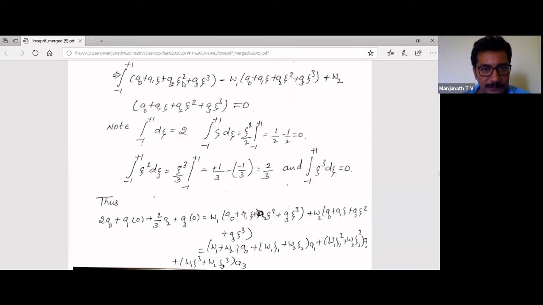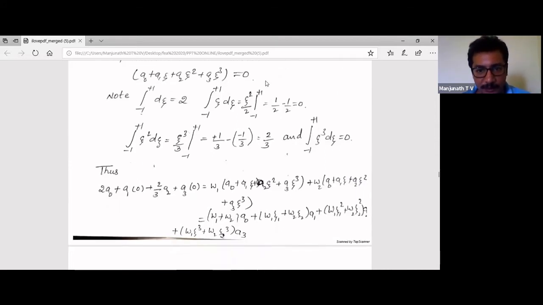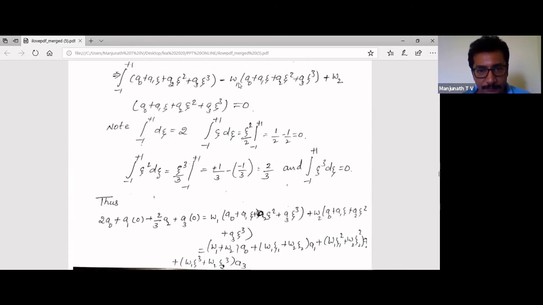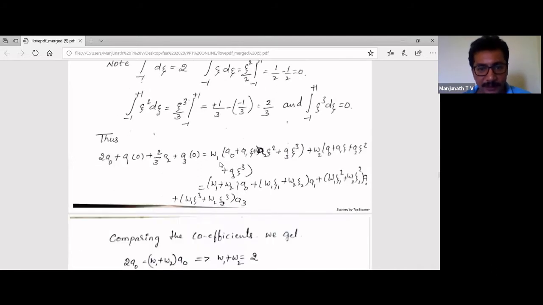Then integration of zeta square gives 2 by 3, so in place of zeta square I'm going to keep 2 by 3. Similarly, the integration of zeta cube gives the 0 value, so in place of zeta cube you can place 0. So this is the overall equation after integration, after applying the limits. Then you just write down as it is whatever the W1 and W2 coefficient values are. Just take it to the right side so that it becomes plus.